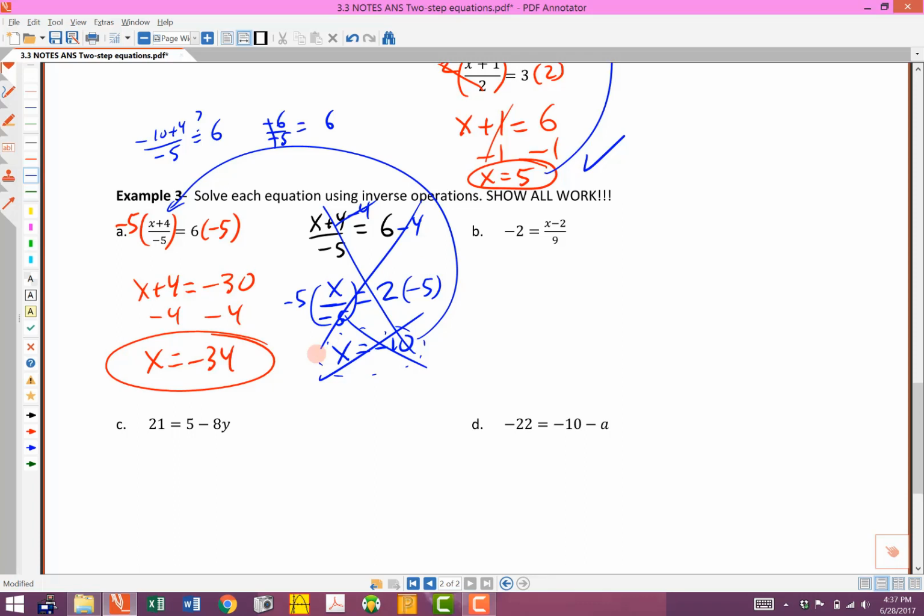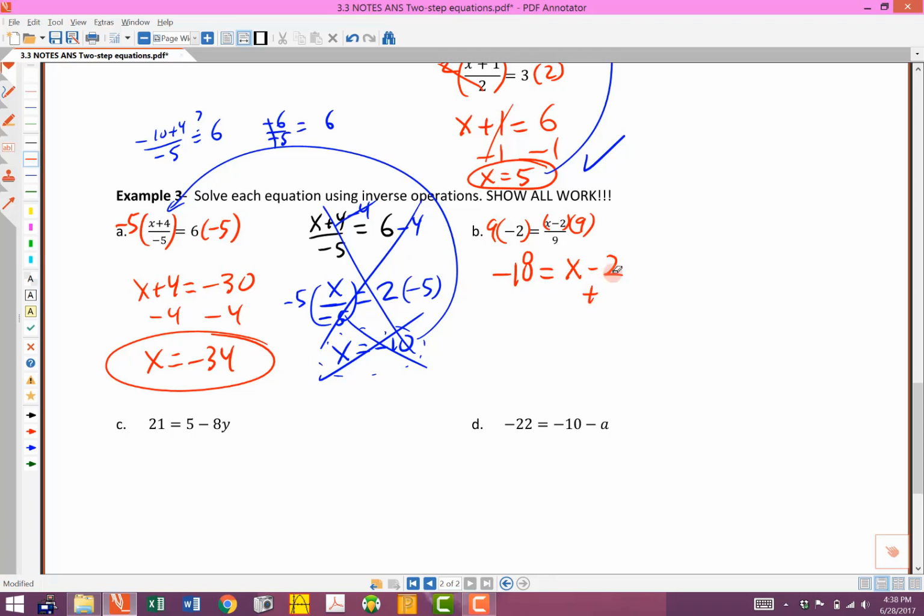All right, so make sure you're doing them in the correct order, and let's bust through and do some of these. So these are grouped together by that fraction bar. So we're going to undo the division by 9. So we're going to times this side by 9, and we're going to times this side by 9. Again, I'll put that second factor in parentheses. So we get negative 18 over here, and x minus 2 over here.